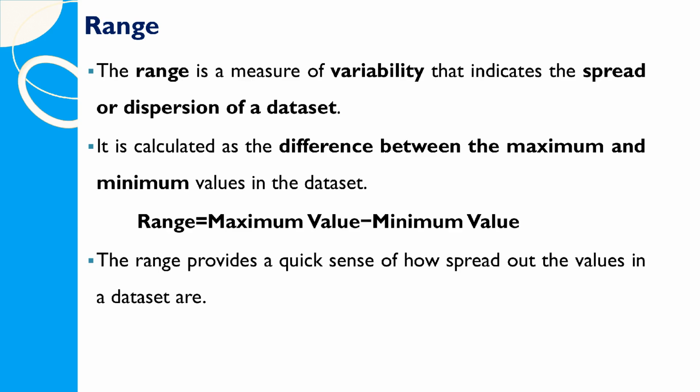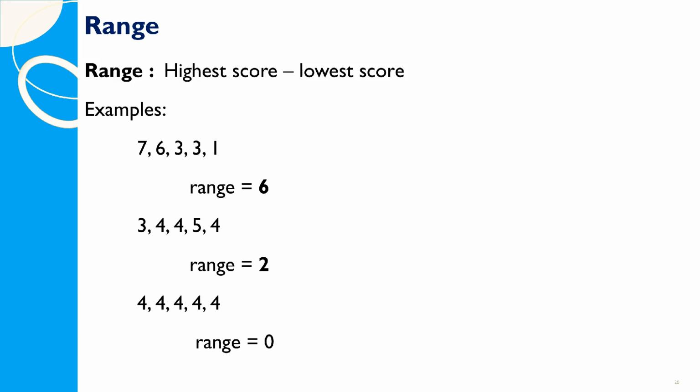The range is a measure of variability that reflects the spread or dispersion of a dataset by calculating the difference between the maximum and minimum values. It is given by the formula, range equals maximum value minus minimum value. This measure provides a quick and straightforward way to understand the extent to which the values in a dataset are spread out. The range of a dataset is the difference between the highest and lowest values.